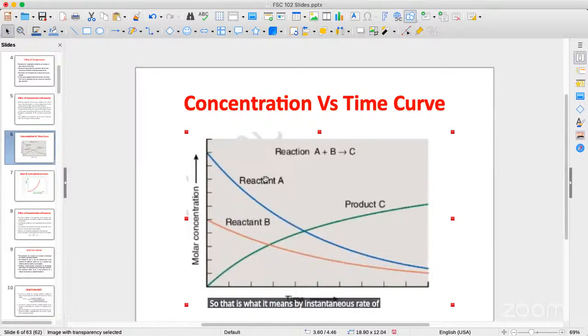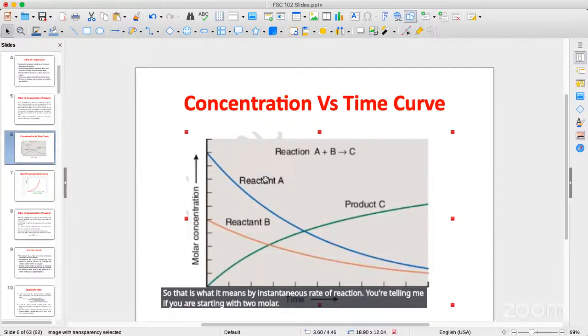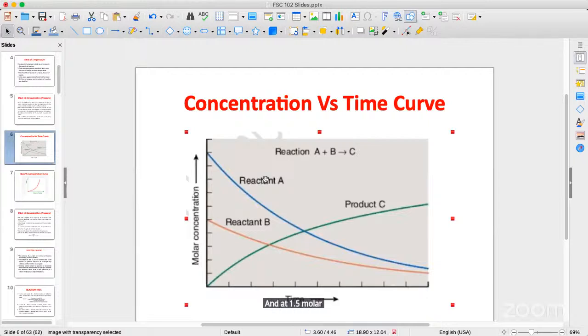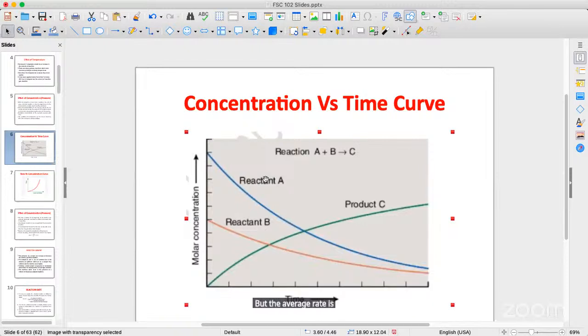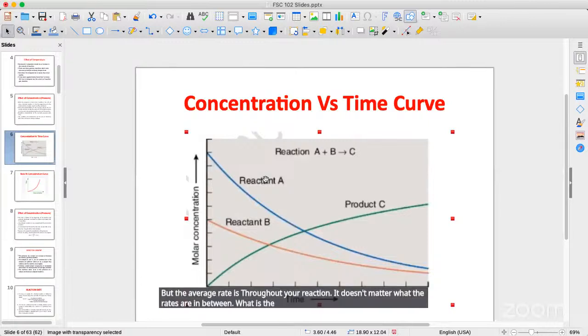You're telling me if you are starting with 2 molar and at 1.5 molar you want to measure your rate, you have to tell me that you measured that rate at 1.5 molar. That is the instant at which you measure that rate of reaction. But the average rate is throughout the whole reaction. It doesn't matter what the rates are in between. What is the rate from the beginning to the end?